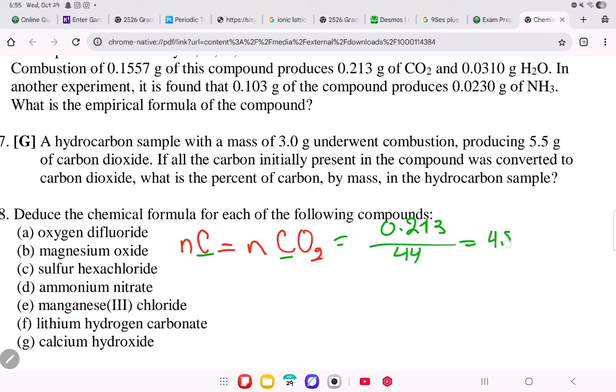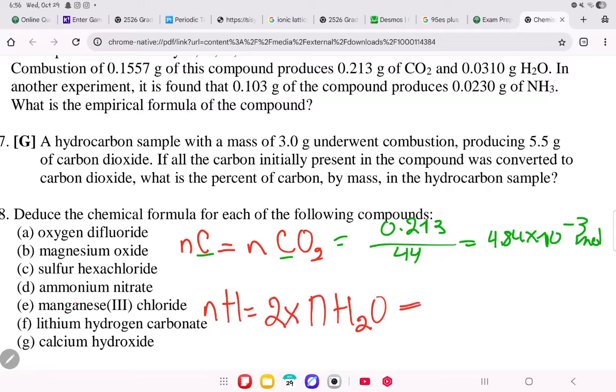Now, after we found the number of mole of carbon, we move on to the number of mole of hydrogen. The number of mole of hydrogen is the same as 2 times the number of mole of H2O. Why is it 2 times? Because we have one hydrogen here, but we have 2 hydrogens here. So to compensate this 2, we will need to multiply the whole number of moles by 2, right? So it's going to be 2 times the mass, which is 0.0310, divided by the molar mass of water, which is 18, which will give us the answer to be 3.44 times 10 to the power of minus 3 mole.